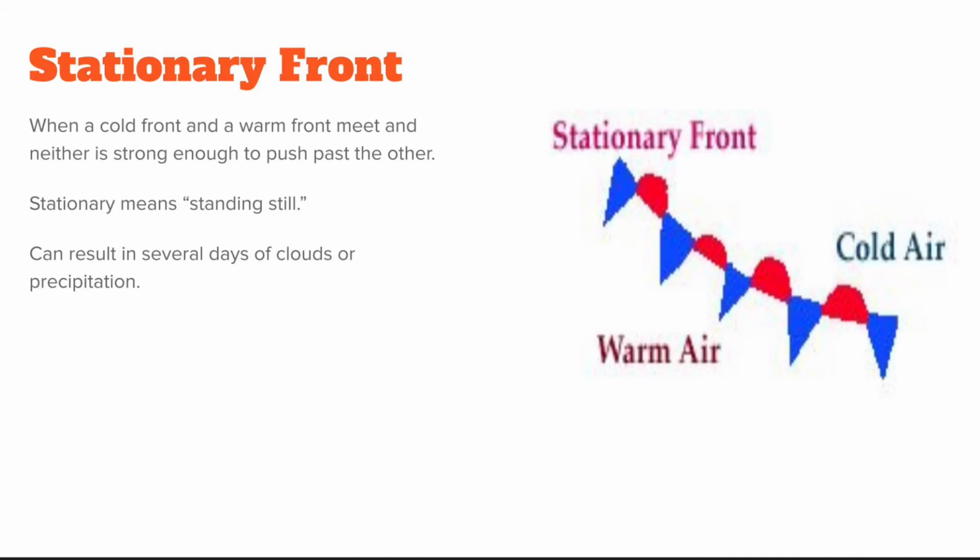So when we get a long period of really dreary weather where it's just kind of raining and cloudy and just kind of gross out there, it often means that there's a stationary front and you've just got warm air rising, cooling off, and dropping rain on us because it can't push past that cold front.